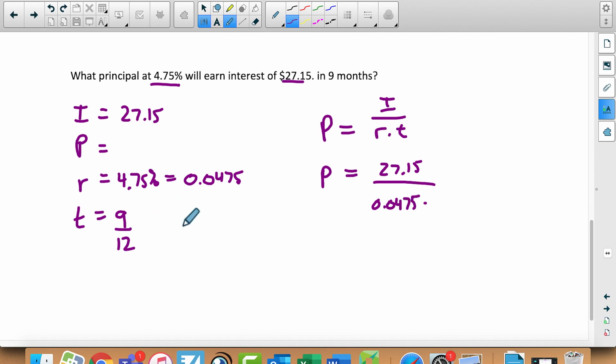Okay, you have a choice now. If you want, you could divide this right now and find that 9 over 12 is 0.75. But sometimes it doesn't work out to be such a nice decimal. It goes on and on and on forever. So it's fine. You could put 9 over 12 right here. And then remember to put the bottom in brackets. So what you'd be putting into your calculator is 27.15 divided by bracket 0.0475 times 9 divided by 12, close the bracket, and hit equals. And it'll work. And what you'll get if you do that is $762.11.